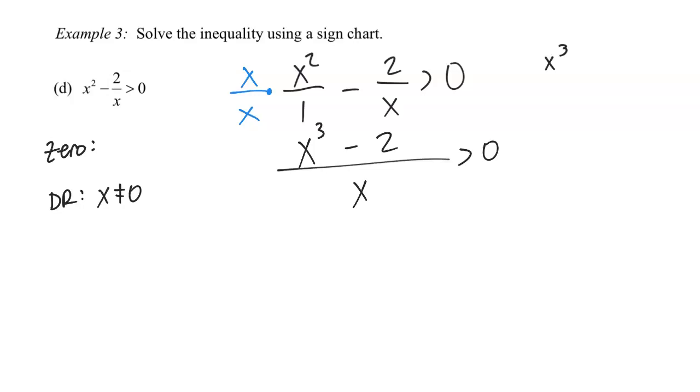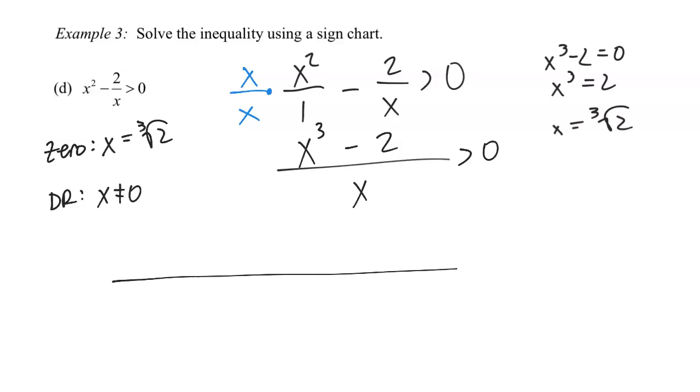I'm going to do this over here just because I'm a little bit out of space over on the left. Okay, add 2 to both sides, and then to get rid of a cube, I'm going to take the cube root. And so x is going to equal the cube root of 2. And so on my number line, I am going to have 0.